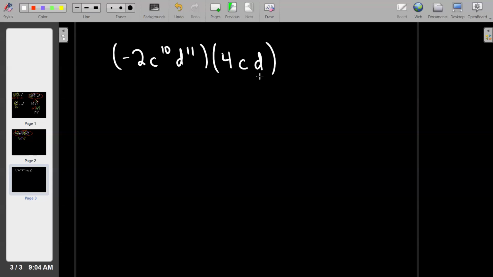You're not allowed to call this combining like terms, but if you say it, I'm not going to get upset with you. It's just not technically what we mean in math when we say that. Combining like terms means adding and subtracting them. But if that gets you through the day, call it whatever you want. So I'm going to identify that there's regular numbers. There's a -2 times a +4. What does that equal?